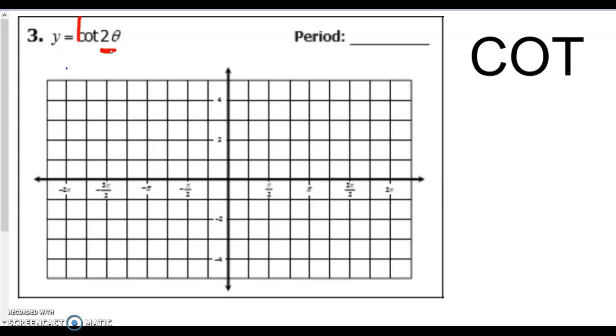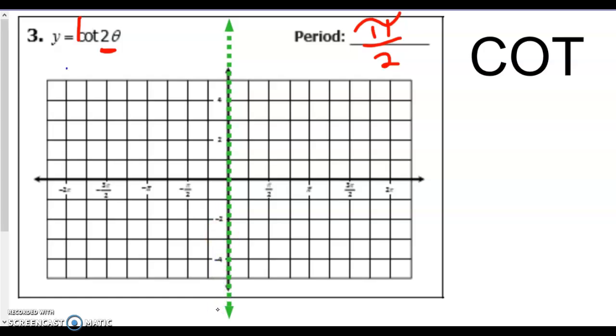Well, the period of the mother function of a cotangent is pi. And now I'm going to divide it by the 2. Okay, so that means that my period is going to be pi over 2. Well, I know that the first asymptote on a cotangent, I'm not shifting it right or left, is at 0.